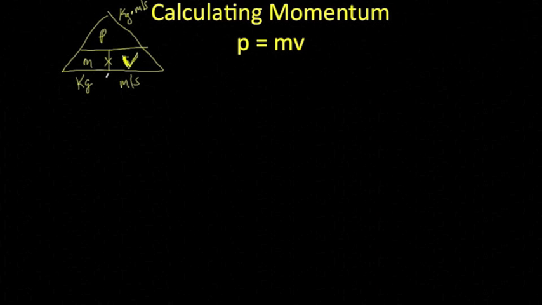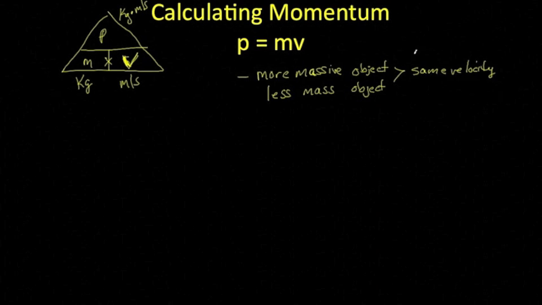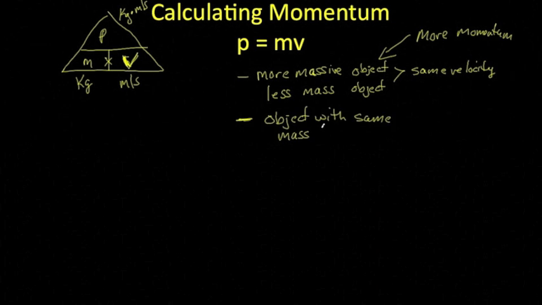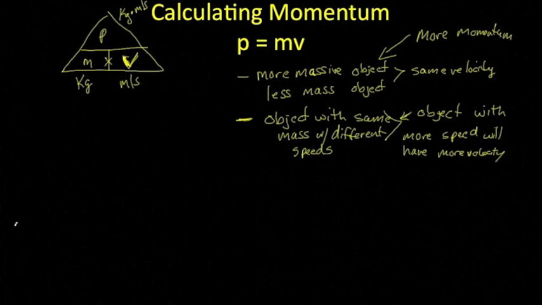But a more massive object moving at the same velocity as a less massive object will have more momentum. If they have the same velocity, the more massive object will have more momentum. If we have objects with the same mass moving at different speeds, the object with greater speed will have more momentum. Just to give you a couple more examples.